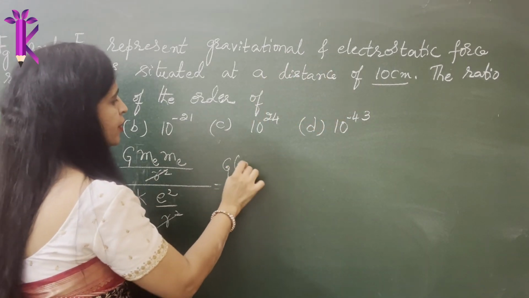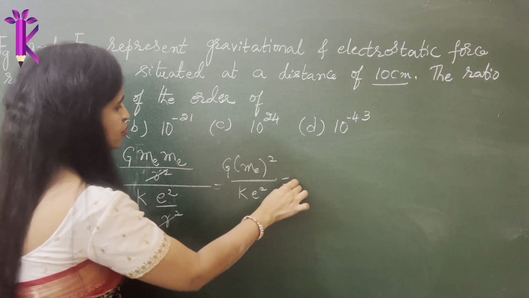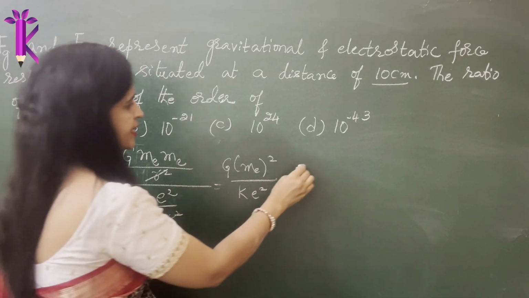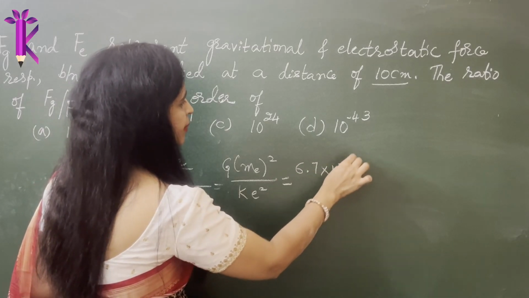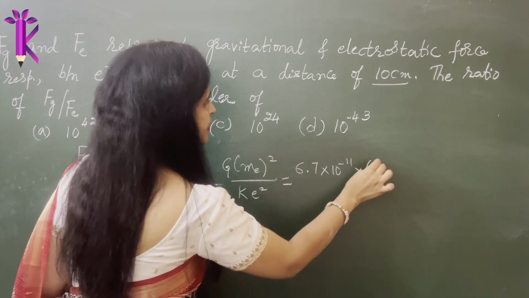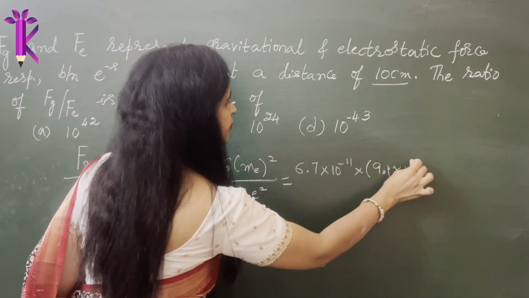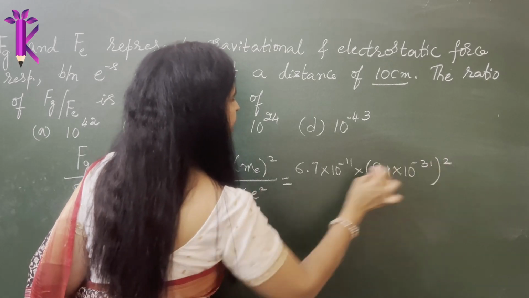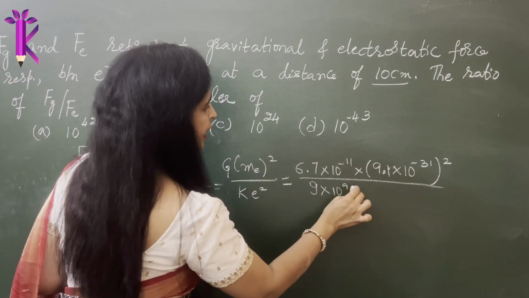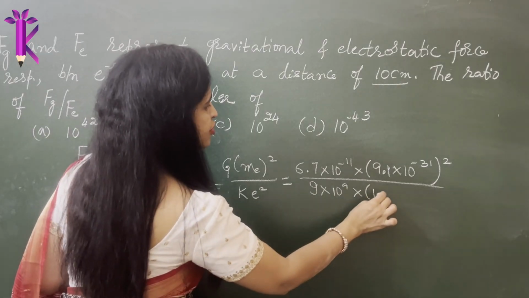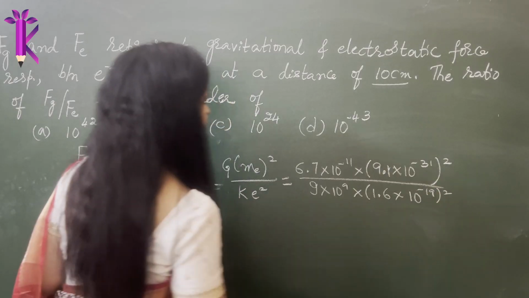So G into m_e the whole square, whole divided by K times e square is what is left. We need to know the values. G is 6.7 into 10 to the power of minus 11. Mass of an electron is always 9.1 into 10 to the power of minus 31, the whole square, whole divided by the value of K, which as we know is 9 into 10 to the power of 9, multiplied by the charge on an electron, 1.6 into 10 to the power of minus 19, the whole square.